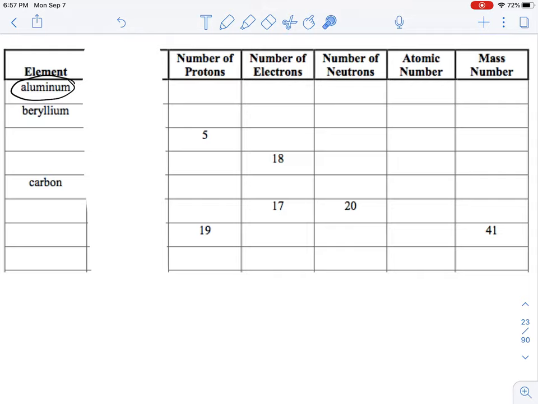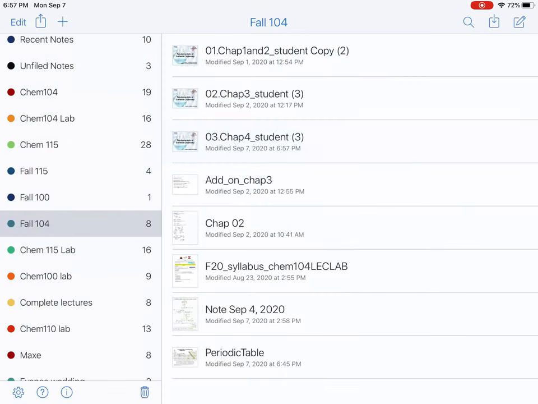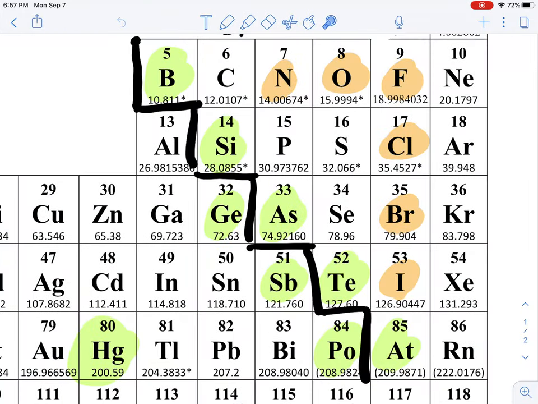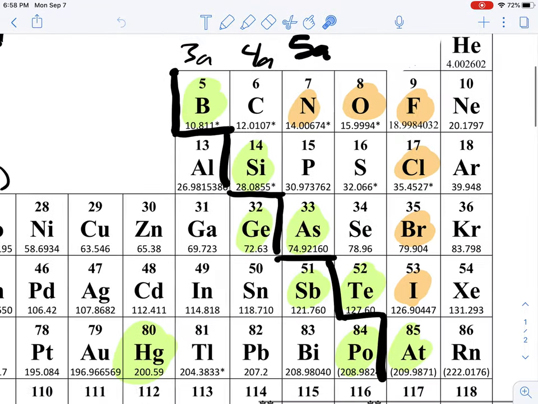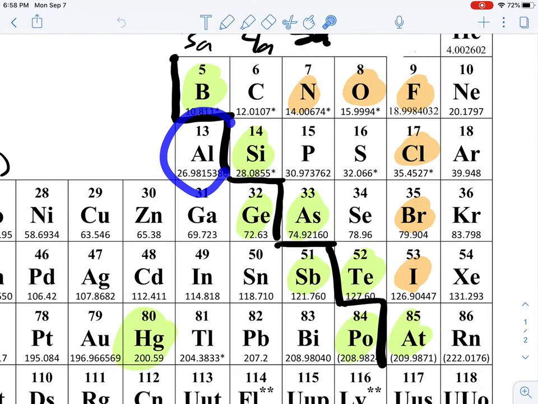And so I'm going to go back to my periodic table, and I'm going to search for aluminum. And I know that the chemical symbol of aluminum is Al. Okay. And so I'm going to write this on my little post-it note, just so I don't have to go back and forth between these two screens. So I have 13 and 26.9815386, okay?